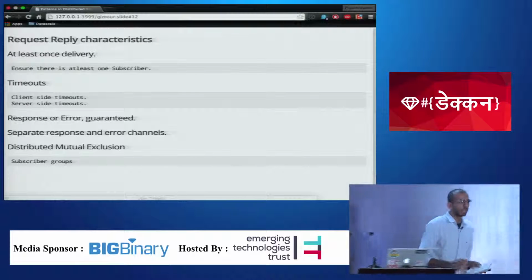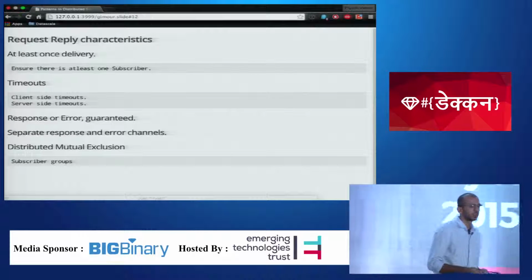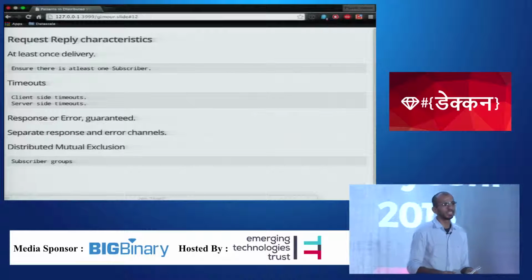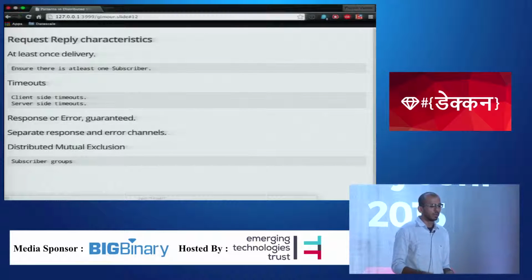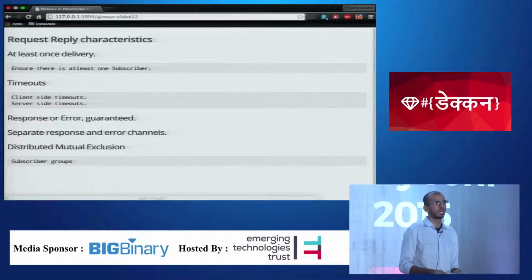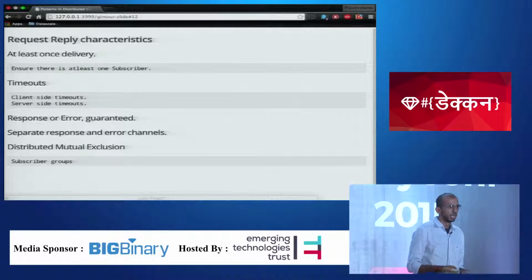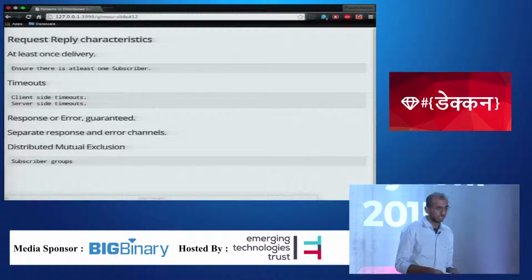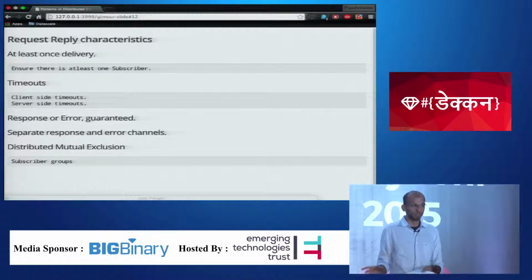There are a few characteristics of the request response pattern, which is also called the request reply pattern. First, at least once delivery. Since we are saying that there is a response being generated, a message must be delivered at least once to at least one of the subscribers.